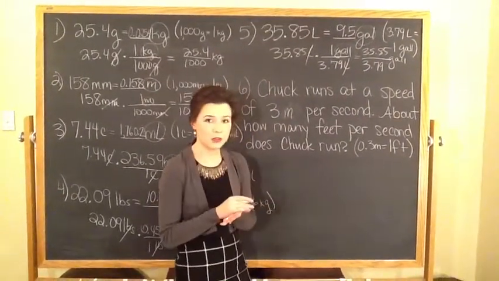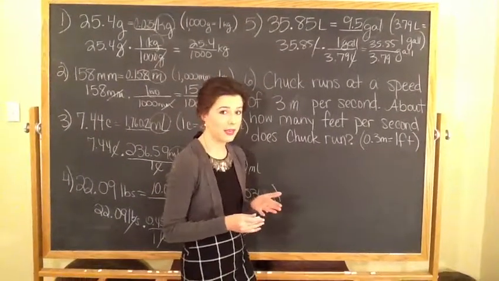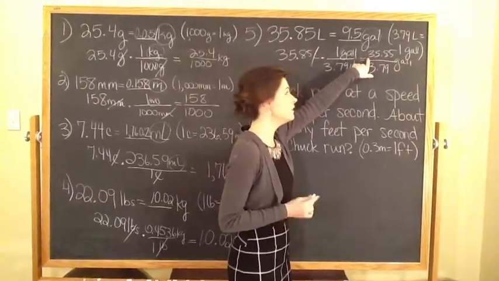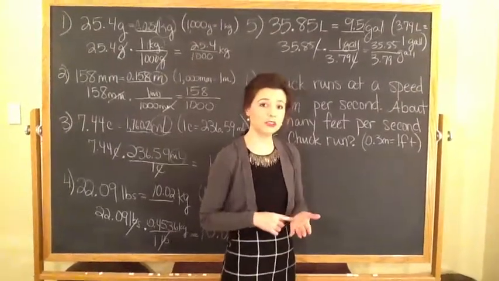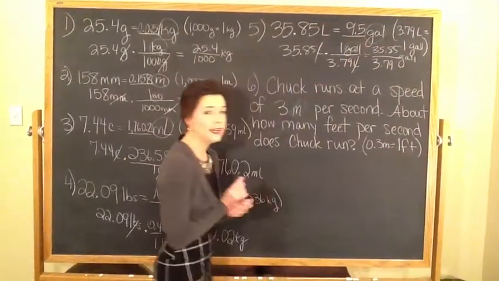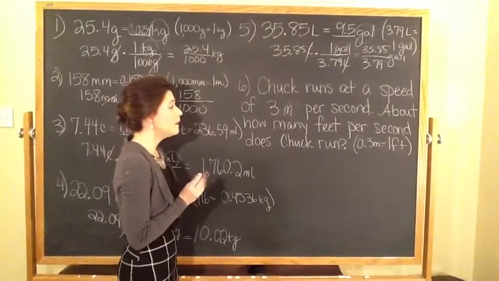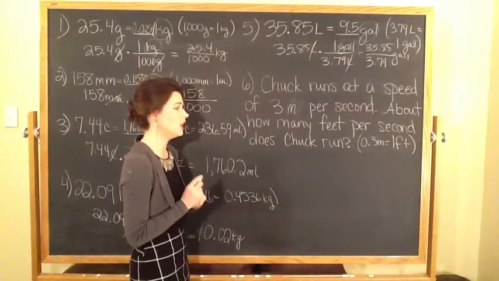Now be very careful. If you're entering it into your calculator, or if you're handwriting it, you're going to write it as 35.85 divided by 3.79. So be very careful of the order in which you put it in, because it does matter. So top divided by bottom. Alright, let's look at our word problem. It says Chuck runs at a speed of 3 meters per second. About how many feet per second does Chuck run?